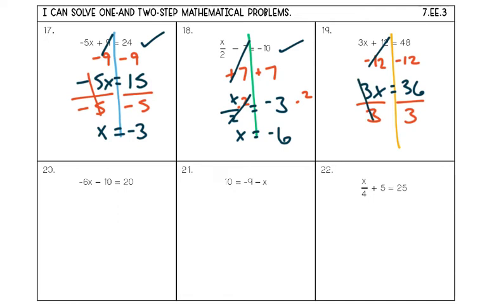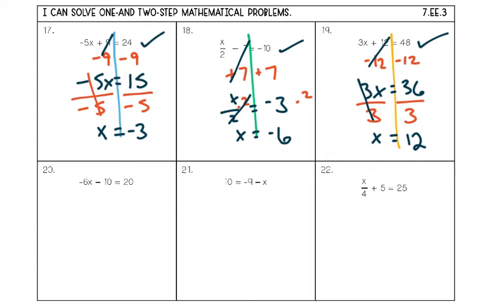3 divided by 3 is 1, so I'm left with 1x equals 36 divided by 3, which is positive 12. I can plug that back in to check. 12 goes back into the original equation for x. 3 times 12, 36, plus 12 is 48. So I know I solved my equation correctly.